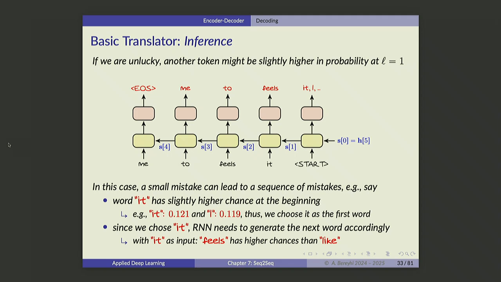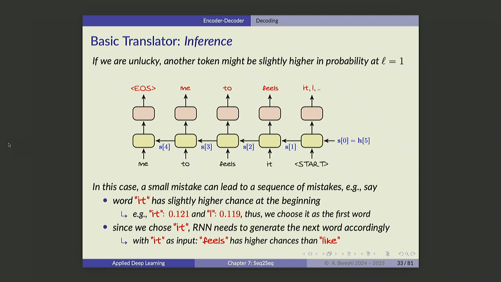Now, if we don't want to build a new thing, do you have any idea how we can prevent this issue? Starting with the token "I" could be very close in probability, in chance, right? But if you give the whole sentence, both sentences, "I like it", "it feels to me", if you give both sentences, which one has higher probability? Which one has higher probability?